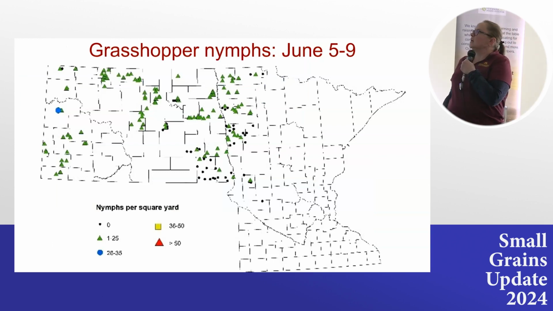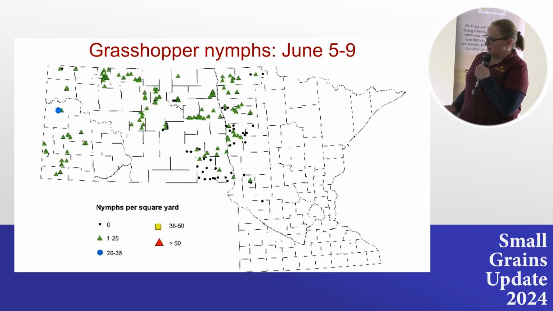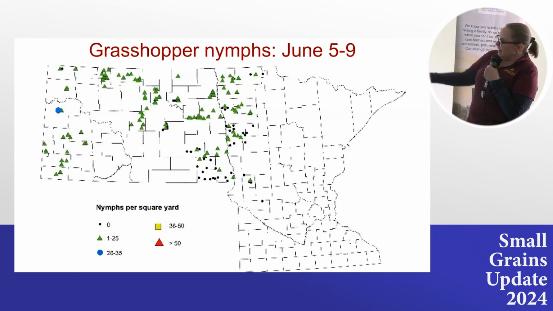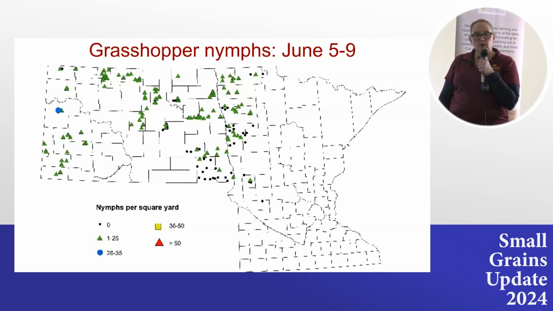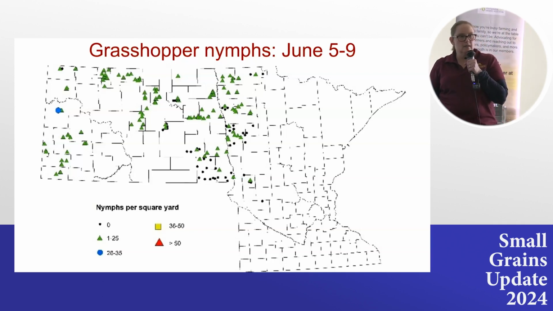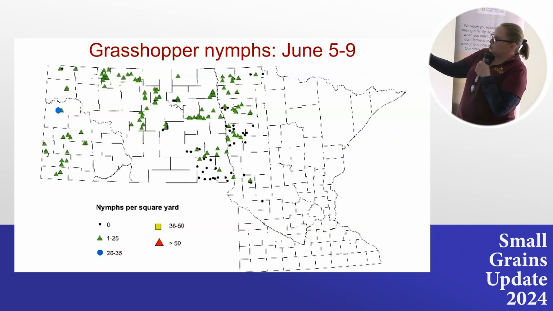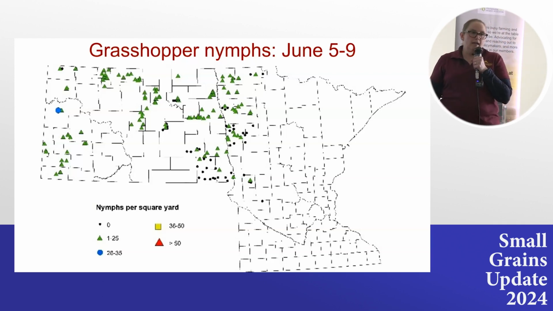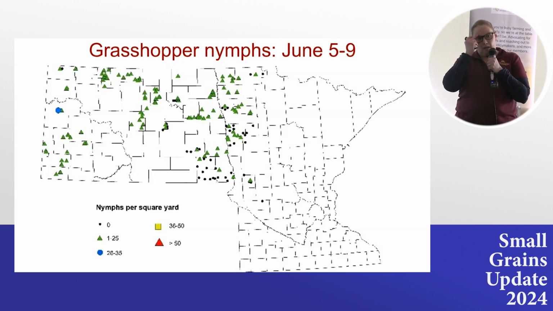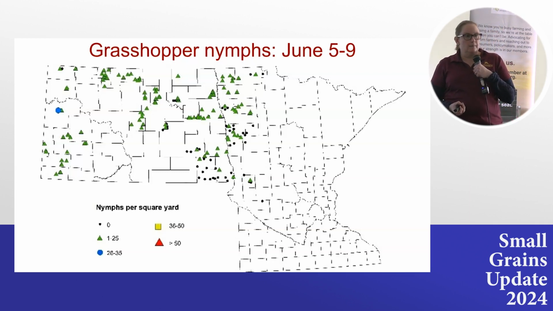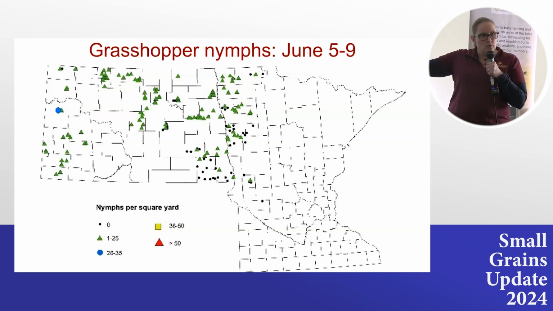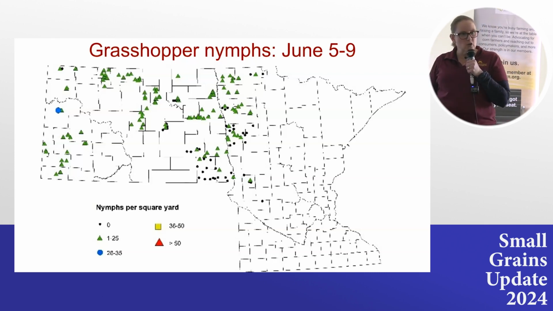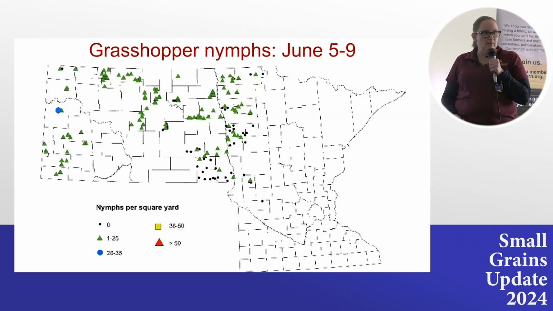So here's what they found regarding grasshopper nymphs, and this was from June 5th through 9th. All of those little black dots here, those locations were visited and they didn't find any nymphs. All the little green triangles, they found between 1 and 25 grasshopper nymphs. So if you were going to be treating your field based on grasshopper populations, have we yet reached the treatment threshold? You guys remember?